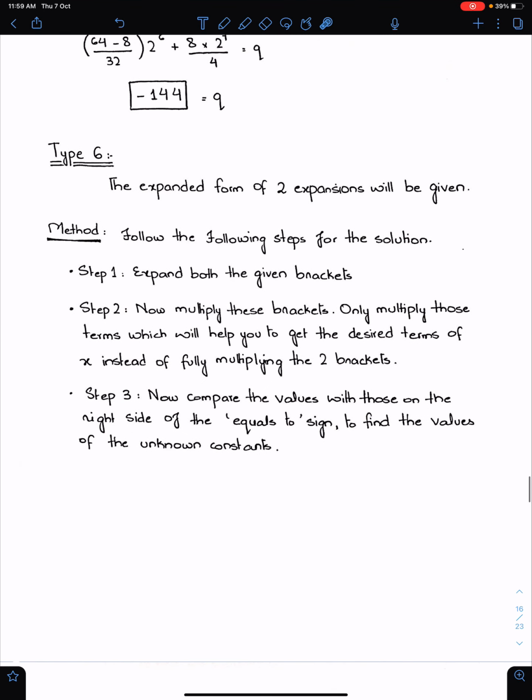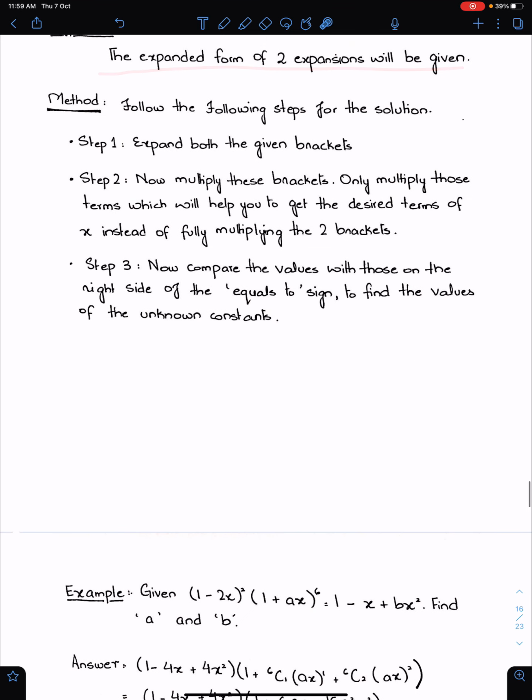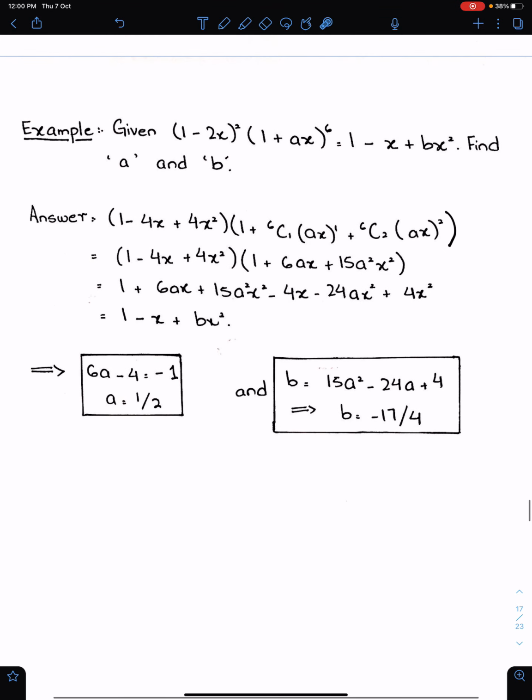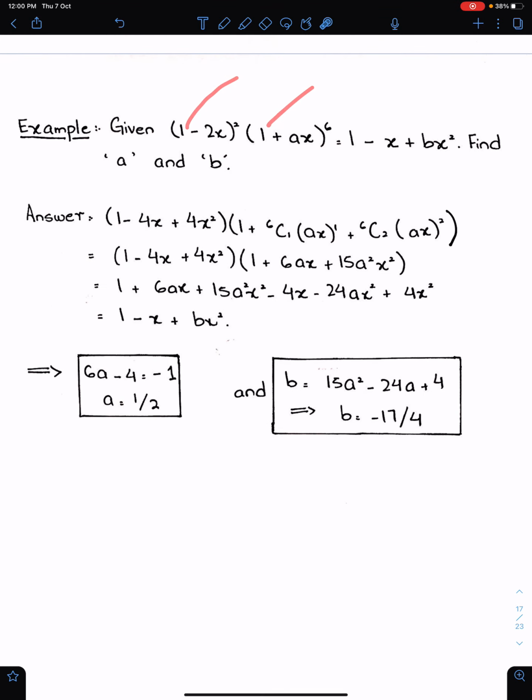The expanded form of two expansions will be given like this. Follow the following steps. Expand both the given brackets. Now multiply these brackets. Multiply those terms which will help you to get the desired terms of x, instead of fully multiplying two brackets. Now compare both the expansions. See, I explained this here. First expand this separately and this separately, or you can do this in one step like this.